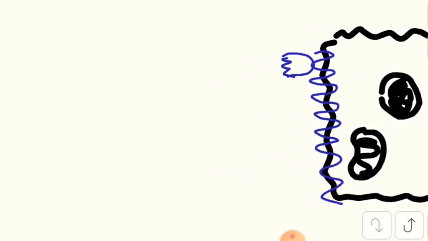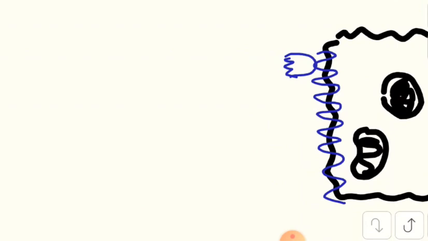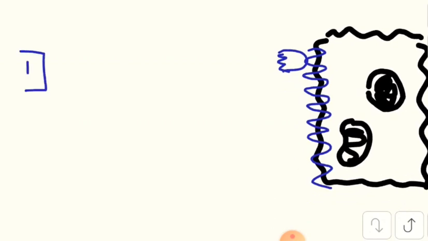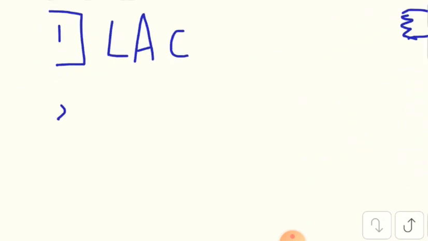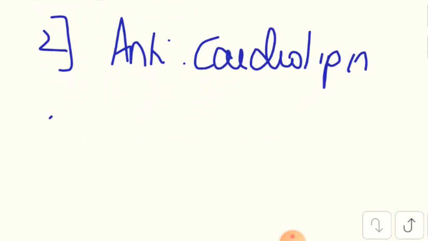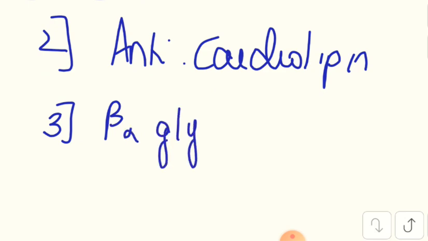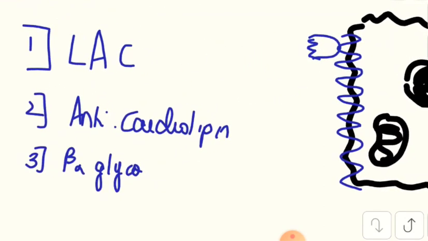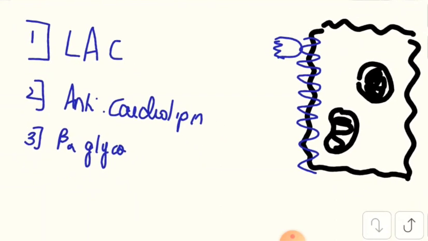Now, there are three main antibodies which you should be knowing about in APLA syndrome. The first one is the lupus anticoagulant or the LAC. The second one is the anticardiolipin antibody. And the third one is the beta 2 glycoprotein antibody.